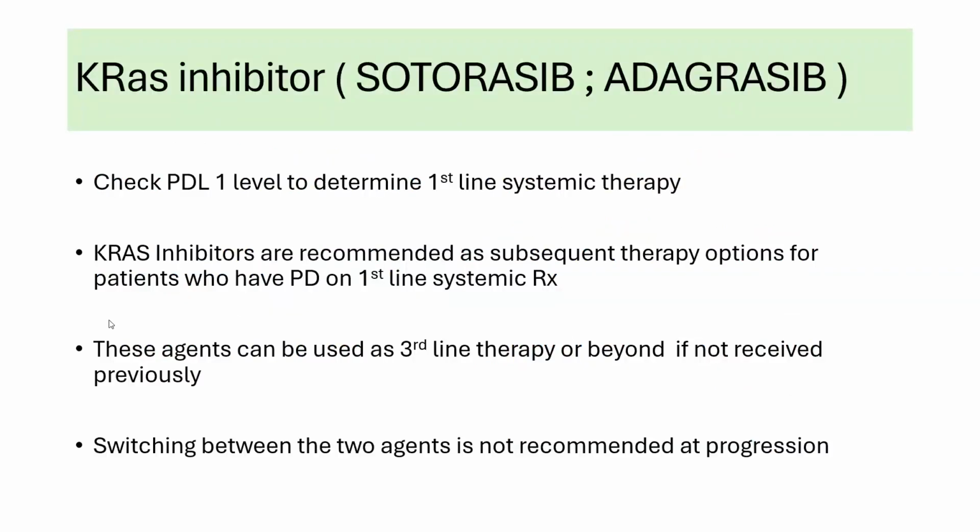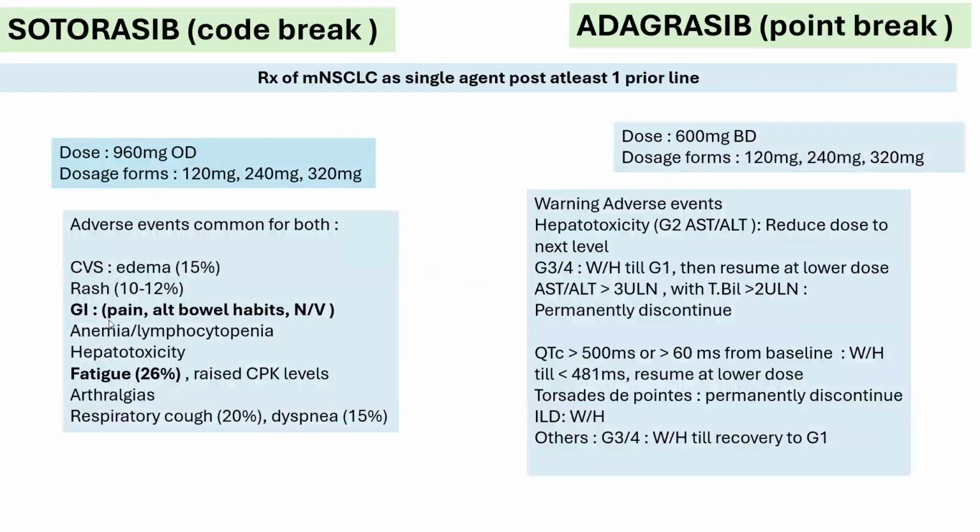Before starting a KRAS inhibitor, we need to check the PDL1 levels to determine the first line therapy. And these are recommended as subsequent therapy options for patients who have progressive disease after first line therapy. And we can also use them as third line. So if the patient progresses on one agent, it is not recommended to start the other agent, because both of them have almost similar efficacy, and so there is no point in changing the drug. Sotorasib is 960 mg OD that we give.